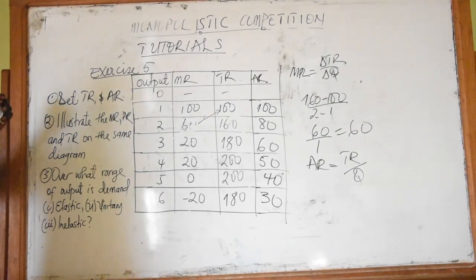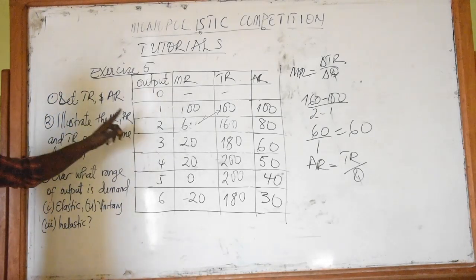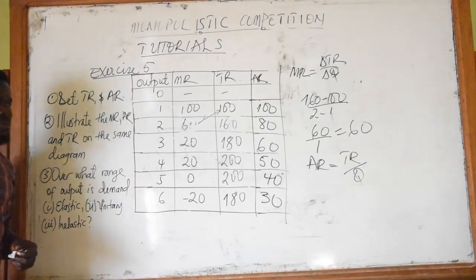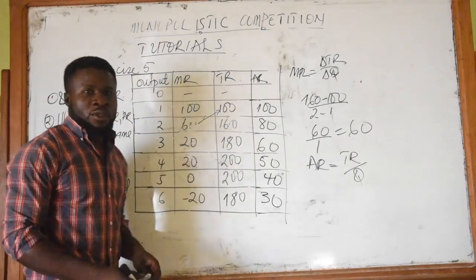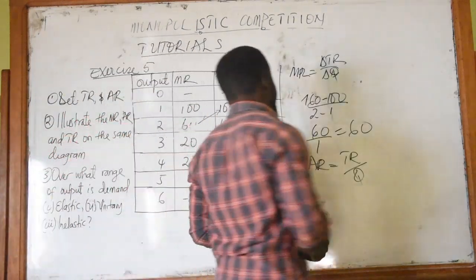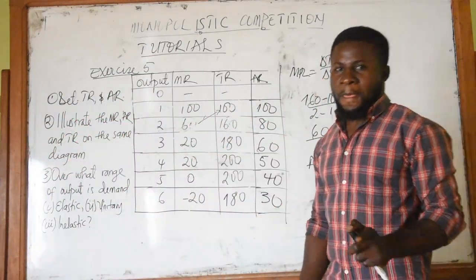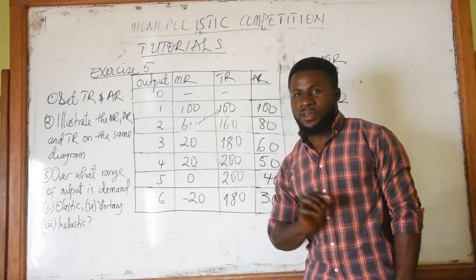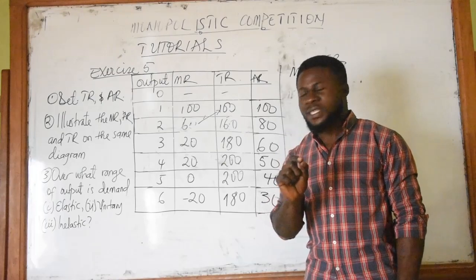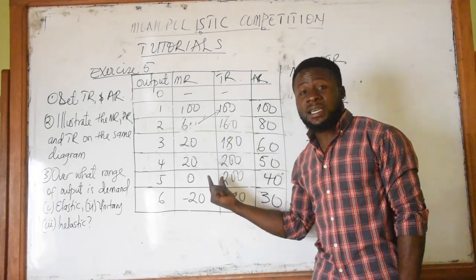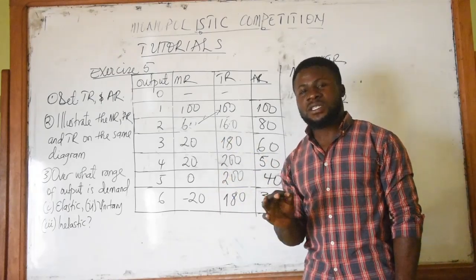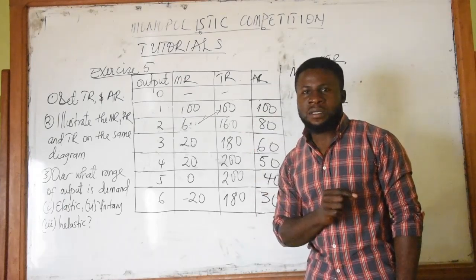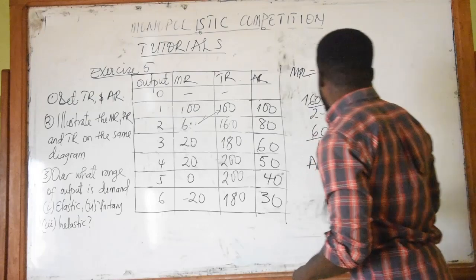And then now, they say illustrate the MR, AR, and TR curves on the same diagram. So let us see how to draw all of that on the same diagram. Now, this is paper 3. And they did not say you should plot. They have said you should illustrate. But while illustrating, since we have statistical values here, we need to apportion those values in the right places. Let me show you what I'm talking about.